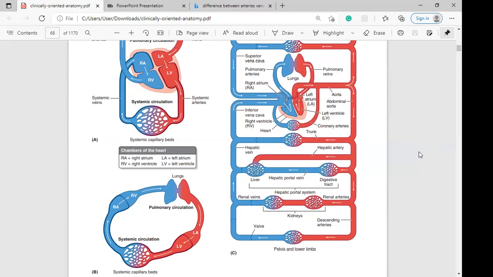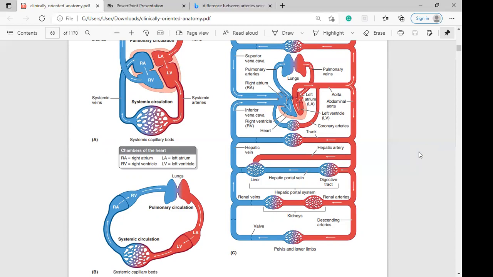Then we said we also have a valve between the left atrium and the left ventricle. Bicuspid. Bi means two. So it means that valve has two cusps. That is why it is called the bicuspid valve.